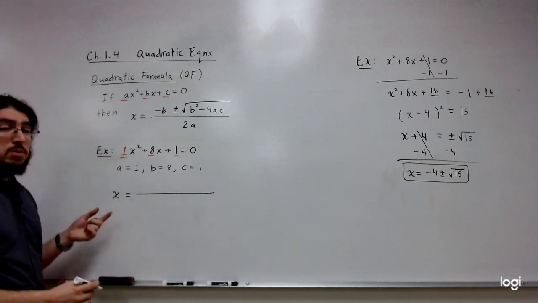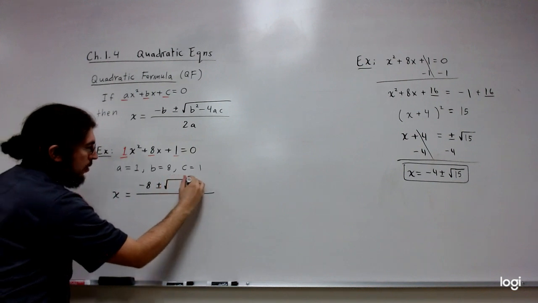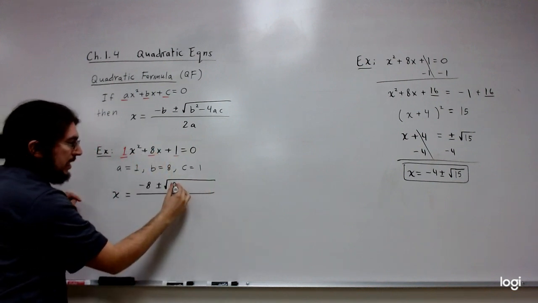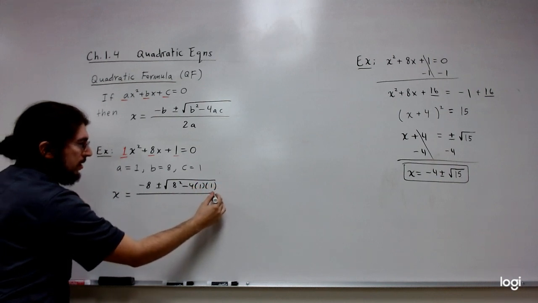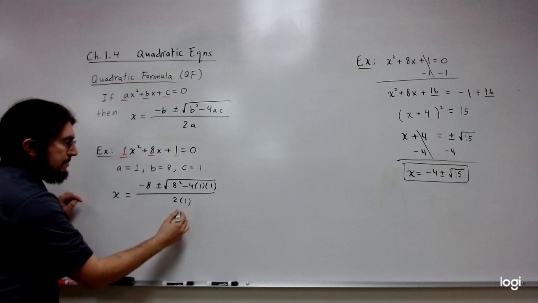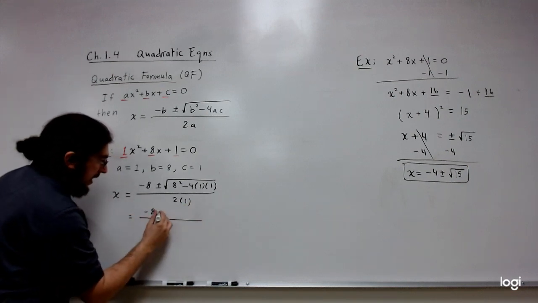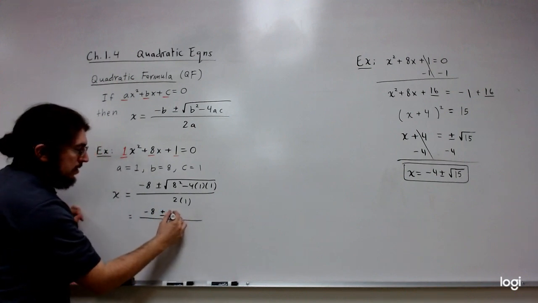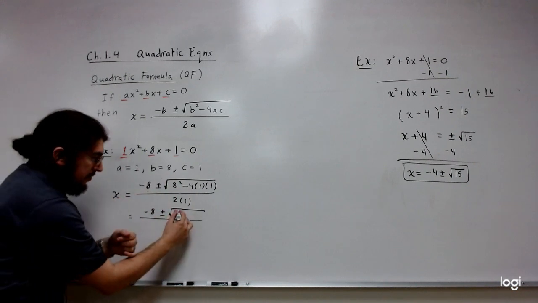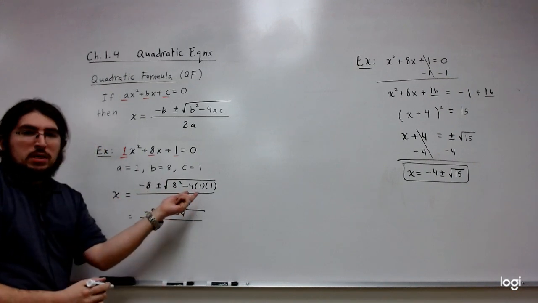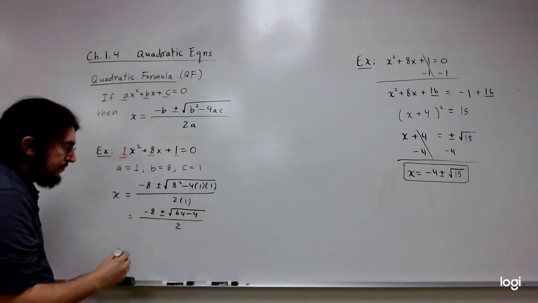So we're going to get x is equal to negative b, I'm just following this, so negative 8, plus or minus the square root of b squared, that's 8 squared, minus 4 times a, which is 1, times c, which is also 1. All divided by 2 times a. Okay, great. But now, on top we have negative 8 plus or minus the square root of, let's see, inside of the square root we have 8 squared, which is 64. And then negative 4 times 1 is just negative 4, so that's minus 4, all divided by 2. Perfect.